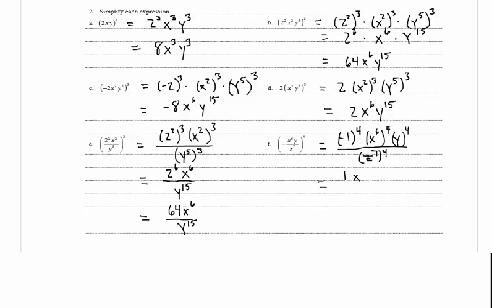Now we have x to the 6th raised to the 4th, and 6 times 4 is 24, so we're going to have x to the 24th power and y to the 4th power divided by z, and we have z to the 7th raised to the 4th power. 7 times 4 is 28. So we're going to end up with x to the 24th times y to the 4th, all divided by z to the 28th. And that's our video on power rule for product and quotient.